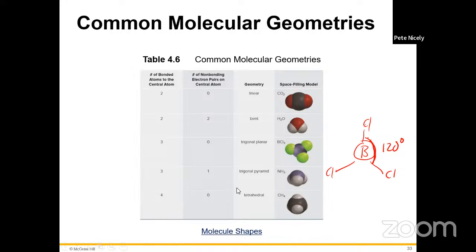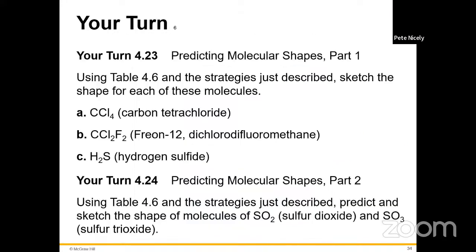And then when we get to a situation where you have three atoms bonded to the central atom and one lone pair, then the shape would be pyramidal, trigonal pyramidal, as we saw earlier in the case of ammonia. And then finally, if you have four atoms bonded to the central atom and no lone pairs, then the shape adopted by the molecule would be tetrahedral, all right? So those are the common molecular geometries that you could have to deal with when it comes to your future assignments and tests and so on.